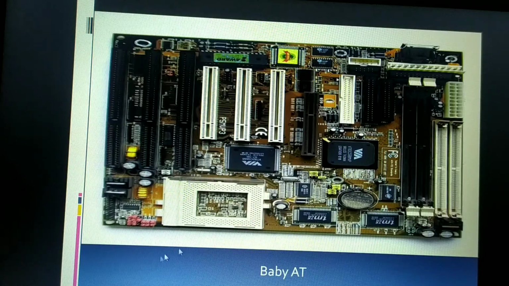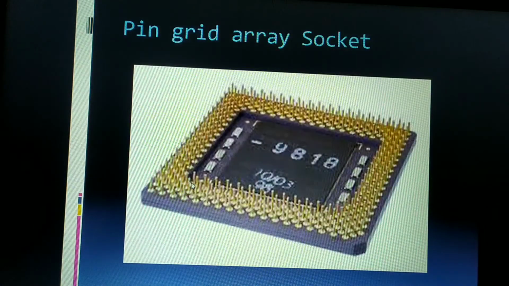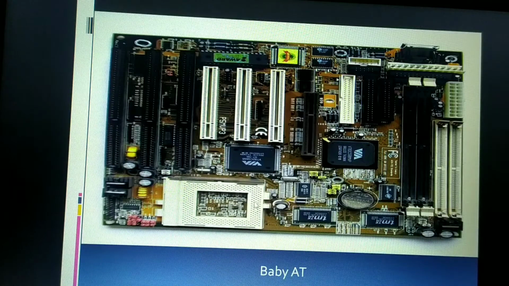Now this is the slot type processor and the PGA. PGA actually stands for pin grid array socket. Now this is the PGA. You can see this is a pin grid array socket. Whatever these holes you can see, if this kind of a socket is there, then I can call it the pin grid array socket.